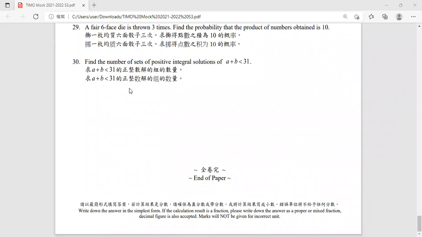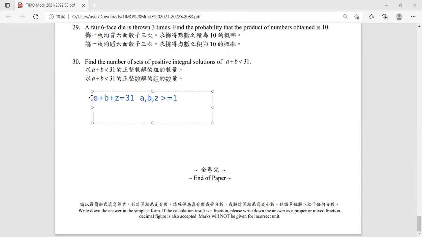Find the number of sets of positive integers where a plus b is more than 31. For this case, a plus b is more than a number. You can treat it like this: a plus b plus s equal to 31. Because it must be more than 31, a, b, and s will all be greater than or equal to 1. So it reduces to the problem of question 28 or question 5.